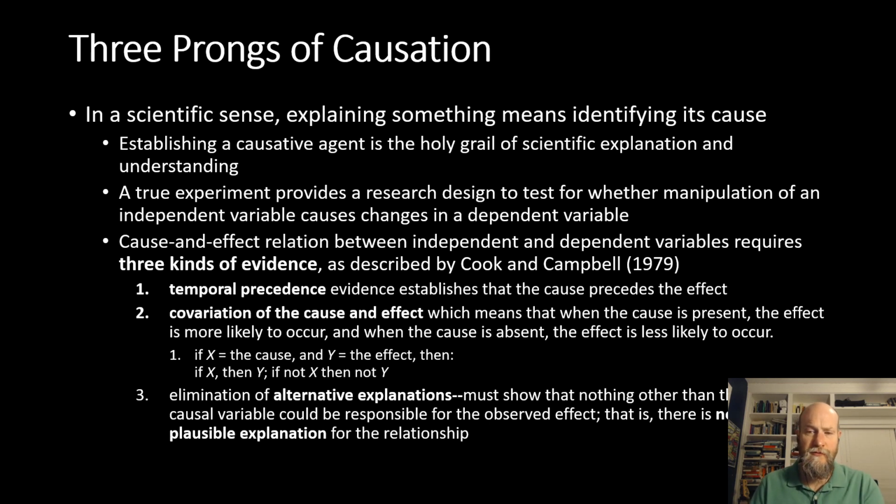And then finally, as we've discussed in previous chapters, the elimination of alternative explanations. We want to try and show that nothing else is responsible for this identified relationship between the cause and the effect. If there is no other plausible explanation for that relationship between the proposed cause and effect, if we've got covariation present, usually measured through correlation of some kind, and if we've got temporal precedence, then we can make a general argument about cause and effect.